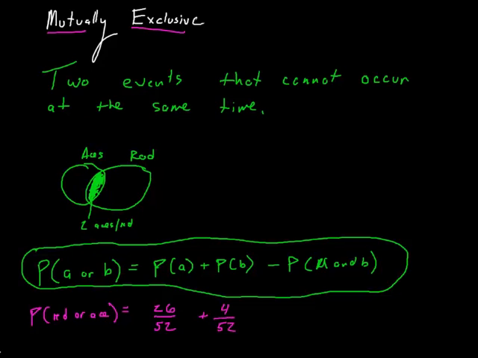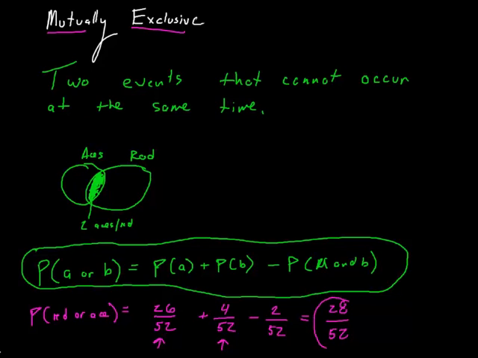Now here's the issue. The aces that are red, the ace of diamonds, the ace of hearts, were counted twice. They were counted right here because they were red. They were counted right here because they were aces. I don't want them to count twice. Don't get me wrong, I want them to count. I just don't want them to count twice. So I need to subtract away the 2 cards that are both red and an ace. So 2 out of 52 cards that are red and an ace. So it'd be 26 plus 4 minus 2. 28 out of 52 would be the probability of me pulling out a red card or an ace.